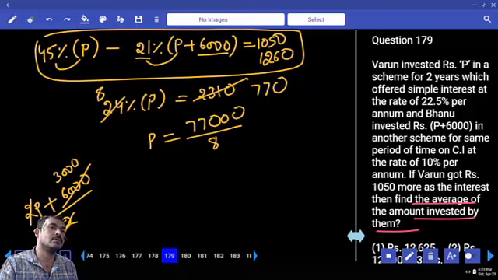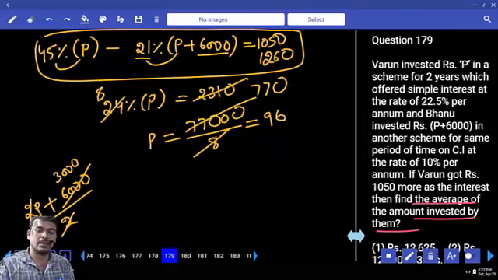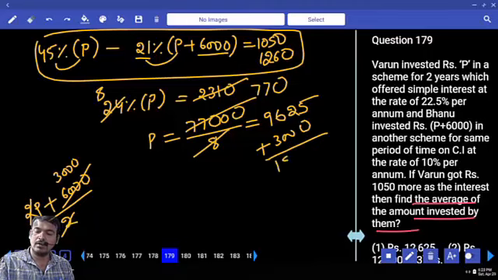Divide by 8, we get the P value. Again we are adding how much? 3,000. 8 how many times? 8 nines are 72. What is the remaining? 50. 8 sixes are how much? 48. What is the remaining? 20. 20 means 2 times. Again 5 times, sir. 9625. How much value are you adding? 3,000. Total answer 12,625.